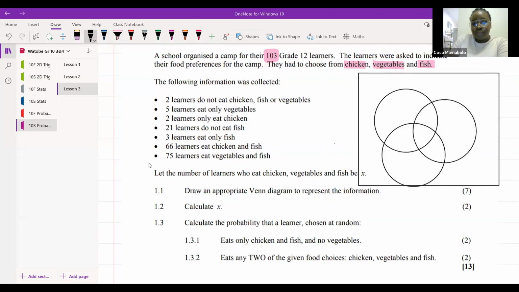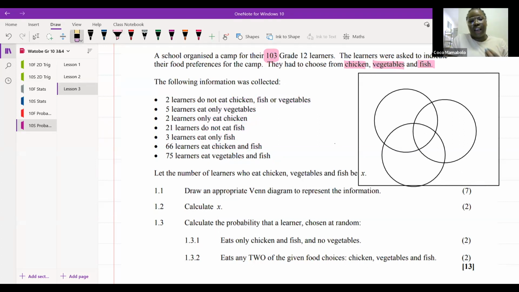Let's see. It says here, 2 learners do not eat chicken, fish, or vegetables. 5 learners only eat vegetables. 2 learners only eat chicken. 21 learners do not eat fish. 3 learners eat only fish. 66 learners eat chicken and fish. And 75 learners eat vegetables and fish. That was so much information, guys. Whew. Okay, let's go back slowly through this information.